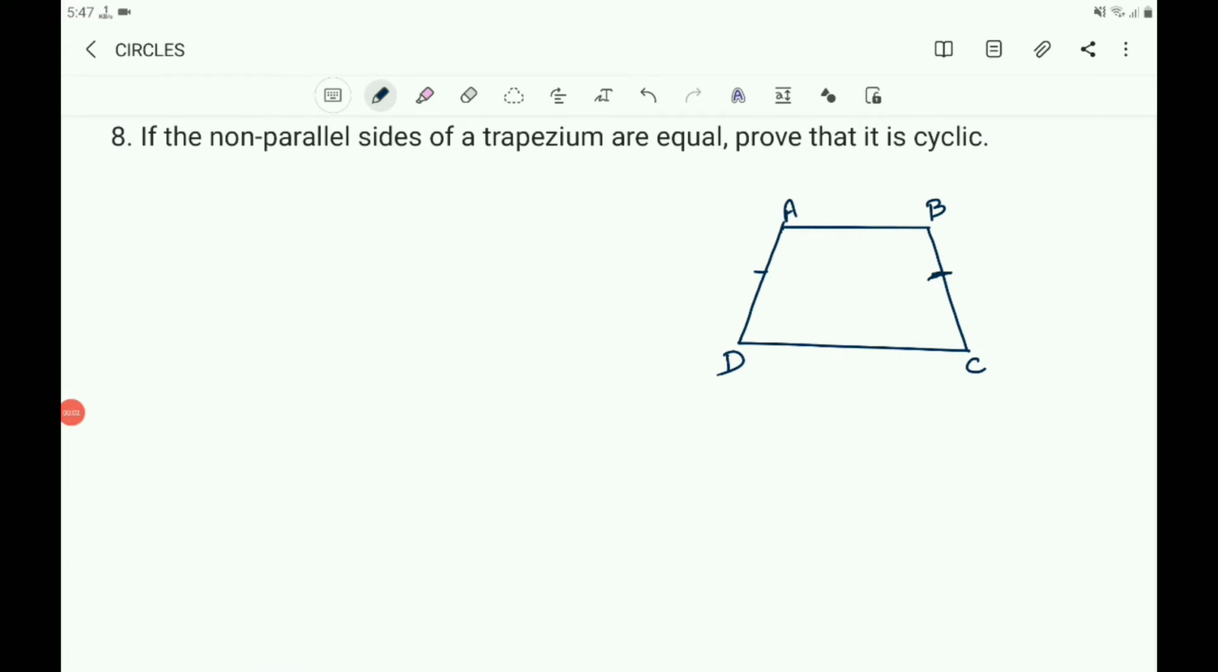Now the question number 8. If the non-parallel sides of a trapezium are equal, prove that it is cyclic. So it is given that ABCD is a trapezium and its non-parallel sides AD and BC are equal. Then it becomes an isosceles trapezium. So you write the solution here.